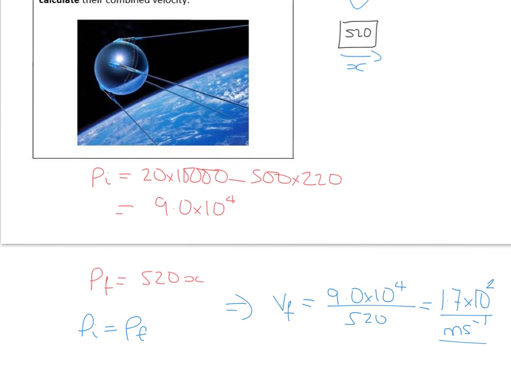And you might be wondering why I've given that in standard form. Well, if you look at the data we used in the question, we've got a 2 significant figure number here, so that means our answer is going to be to 2 significant figures, and the way we do that is by using standard form.